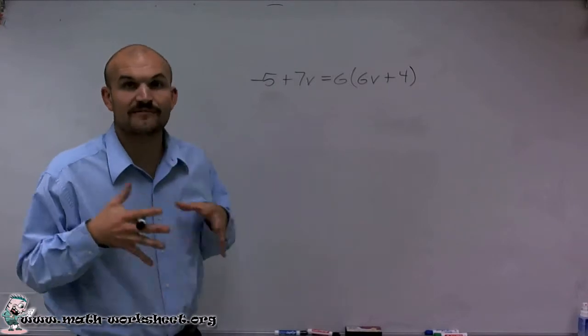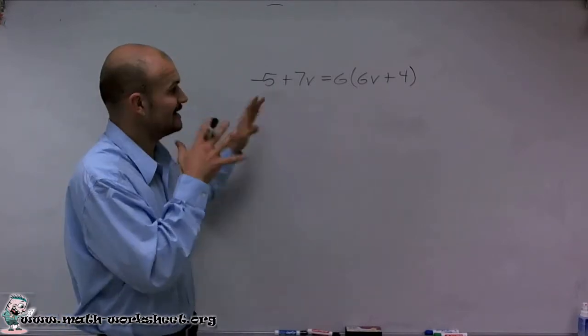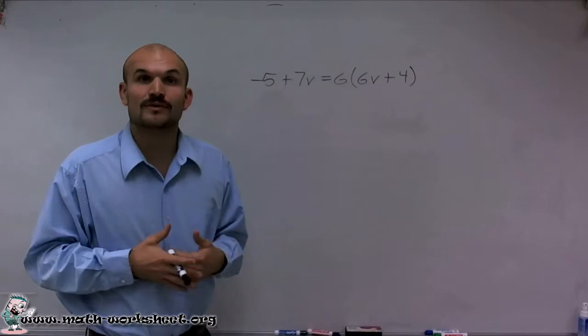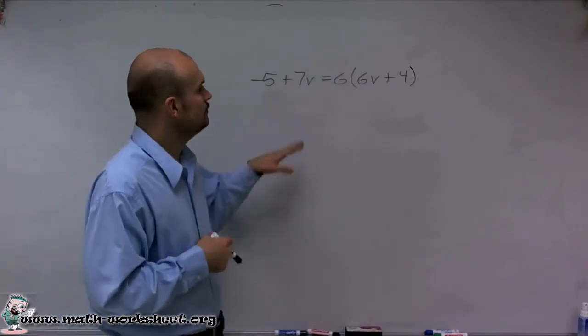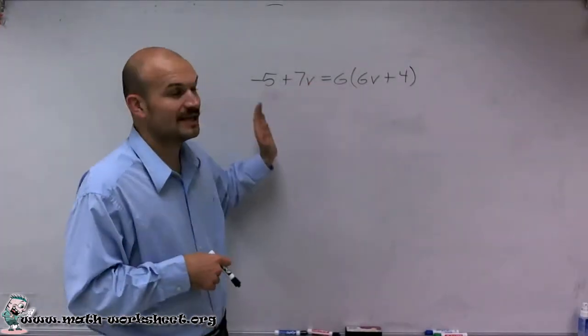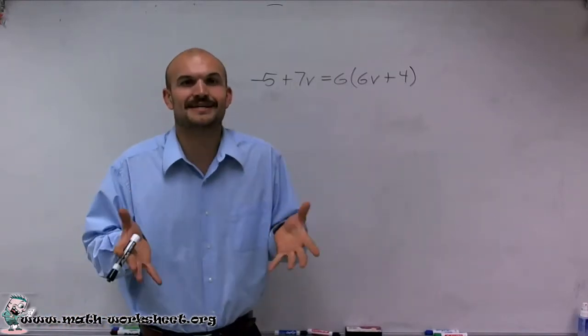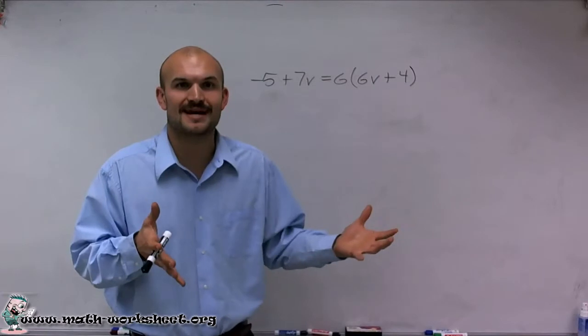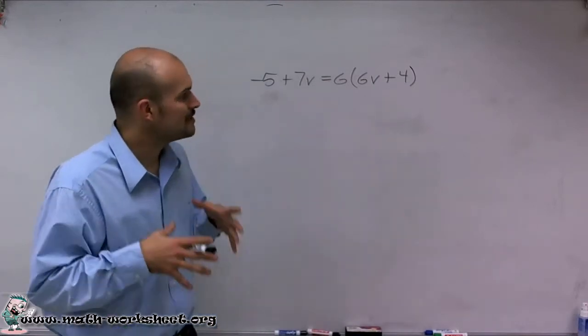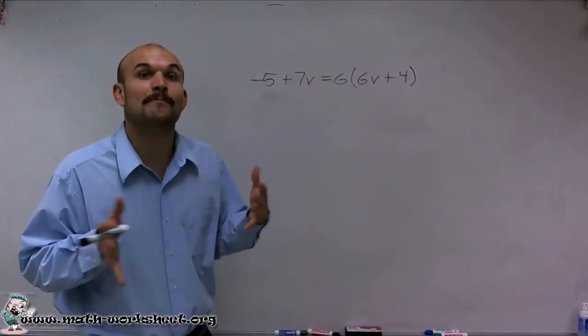So when solving for v, the first thing when I look at this is I need to get my variable all the way by itself, what we like to call isolated. And what I notice is I have a v on the left side and also a v on the right side. So it's impossible to isolate one variable when you have two variables on two separate sides of the equation. So the first thing I need to do is simplify both sides.